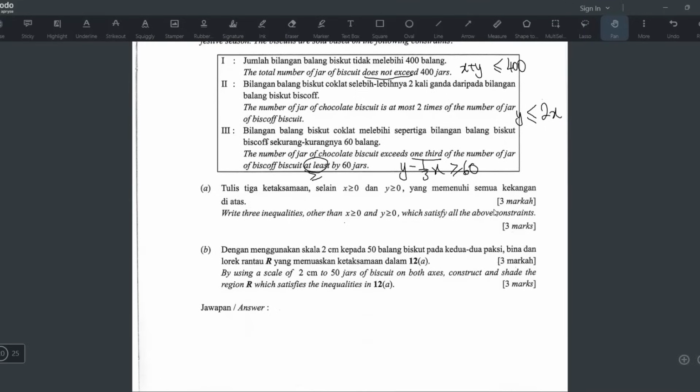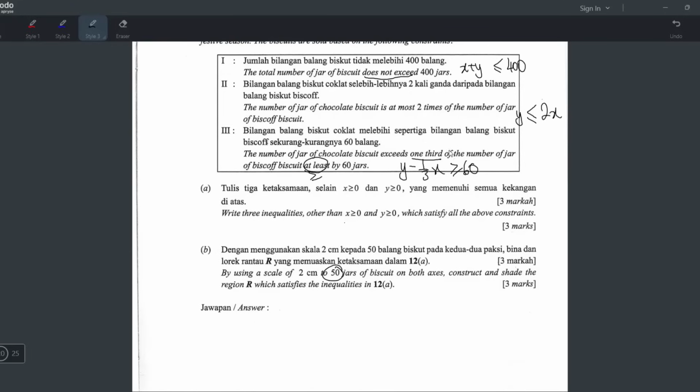So my part A is worth 3 marks. Done. Now for part B. By using scale of 2 cm to 50 jars on both axes, construct and shade the region. Okay, before I draw the graph, first I need to find the points for this line first. Because even if I go to the graph now, I cannot draw the line. So I need to find the points first.